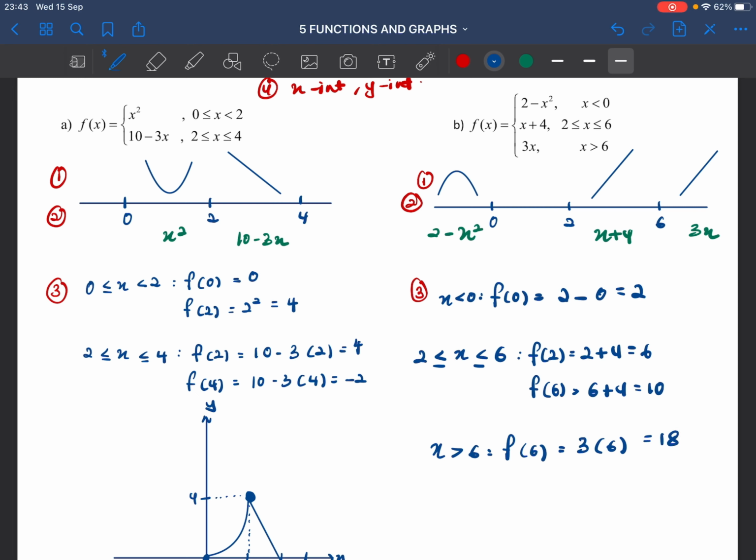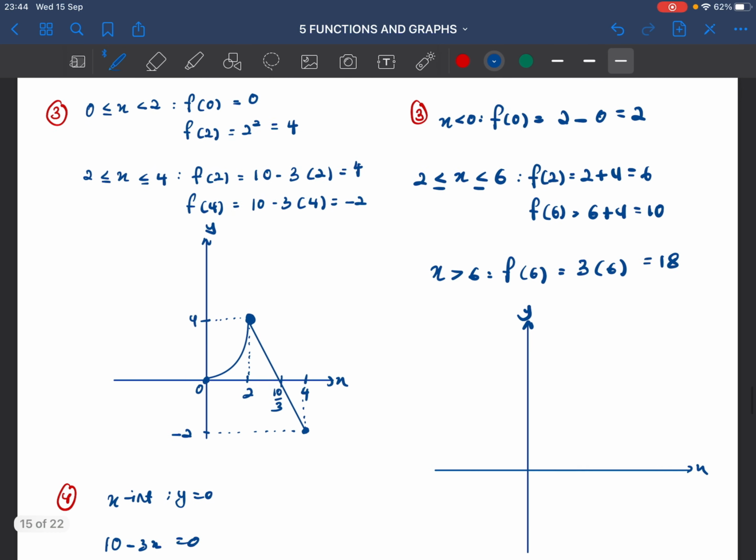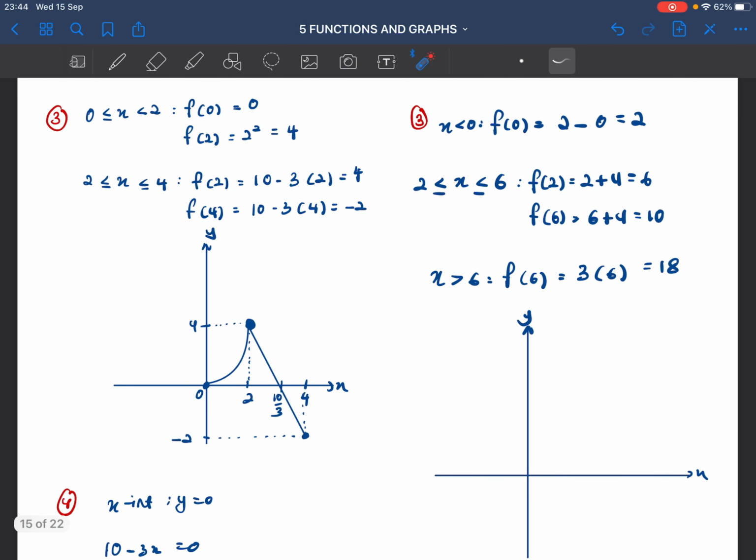Okay, so next kita akan sketch dulu graph, baru kita cari x-intercept or y-intercept kita. So now kita ada banyak benda nak plotkan ni. Kita ada (x=0, y=2), (x=2, y=6), (x=6, y=10), (x=6, y=18). Okay, so let's sketch our piecewise function. We have first one is, okay, jangan lupa x dengan y wajib kena tulis. The first one, x equals to 0, y equals to 2. Dekat sini tak ada equal. Okay, x=0, y=2.